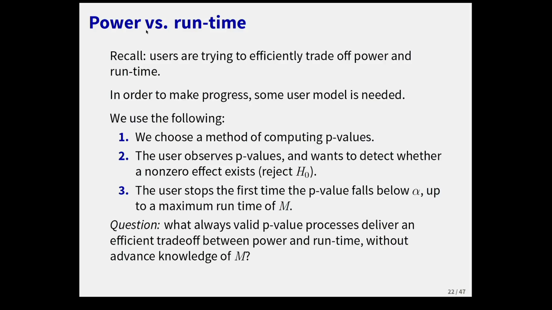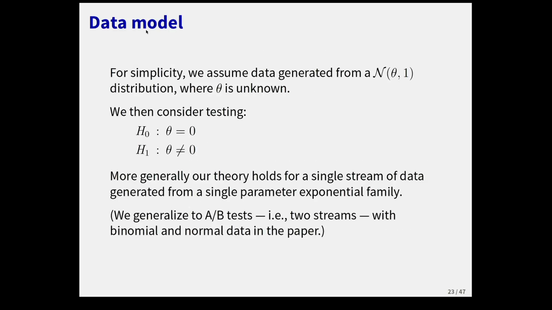And so the question is, what always valid p-value processes deliver an efficient trade-off between power and runtime without advance knowledge of this m? And even there, I need to be careful, because I'm not going to promise you simultaneous optimality for all m. We're going to look at the large m regime and see if we can do something which is first-order optimal.